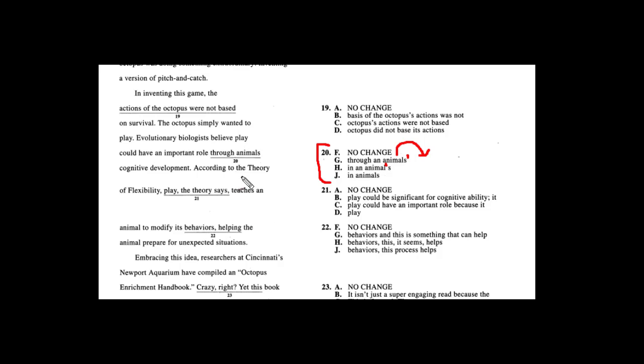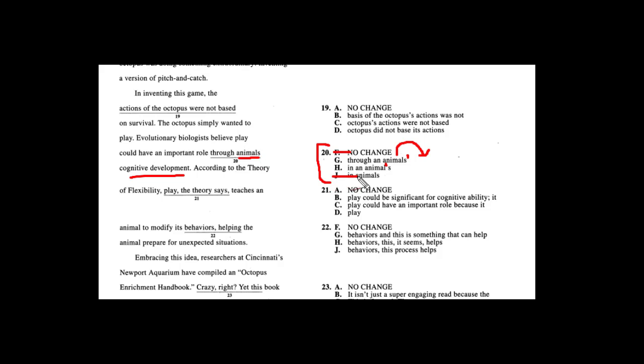All right, so first thing you want to do, here's our animals right here. Do animals own or possess their own cognitive development? The answer is yes, so we do need an apostrophe. That means answer choice F can be crossed out. There's just plural animals with no possession. Answer choice J is out.